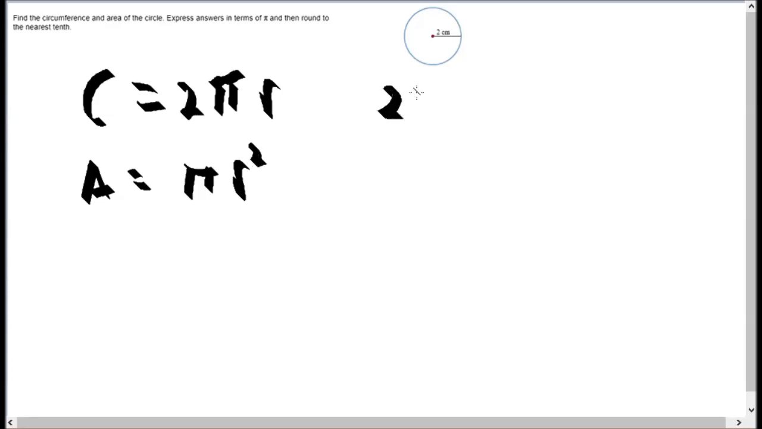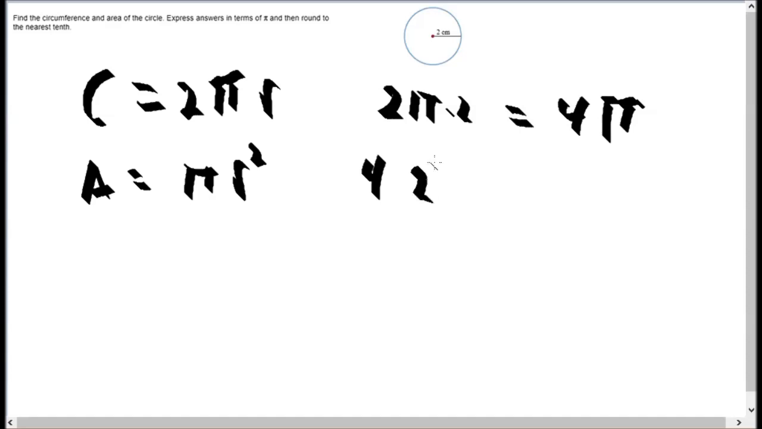So here we have 2 pi times the radius of 2 equals 4 pi. Okay, and then pi r squared would be pi times 2 squared, which is also 4 pi. So here they're the same, coincidentally, by the way.